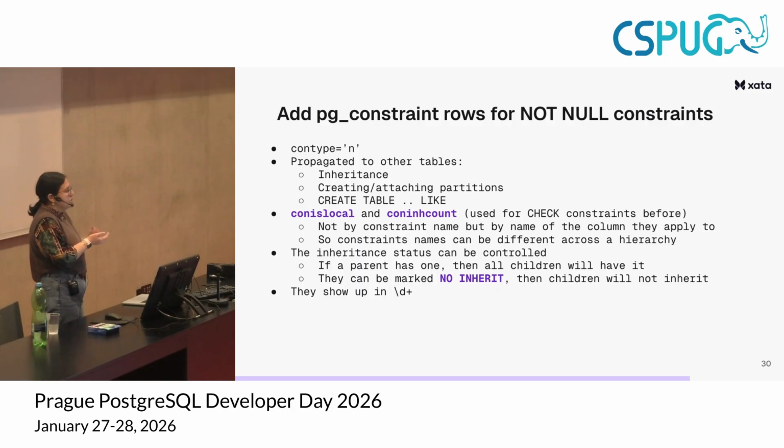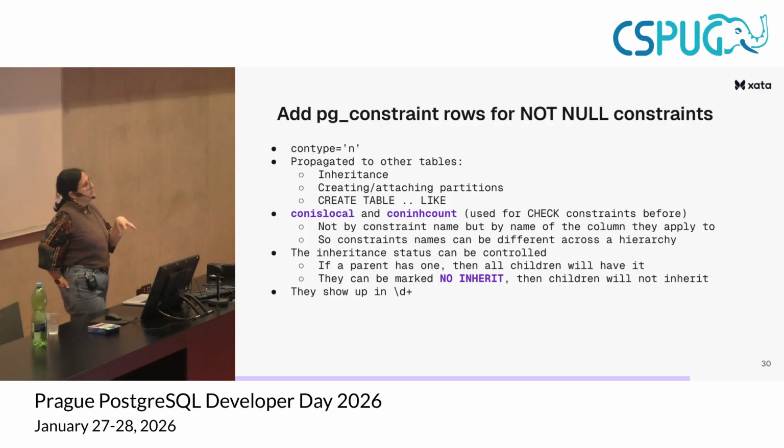As we said, I think the biggest advantage of constraints is how we propagate these things. So then we can think about inheritance, how we create the partitions, and so on. And I will explain a little bit how this works for the not null constraints now. And yeah, this is too much text. I wanted to show it later.